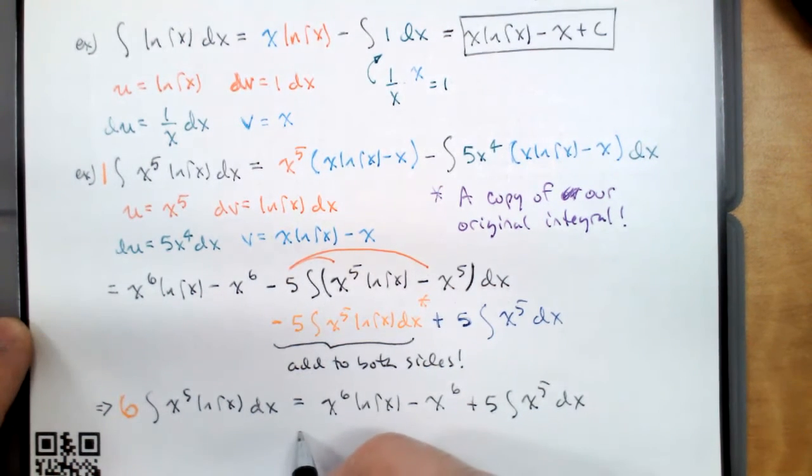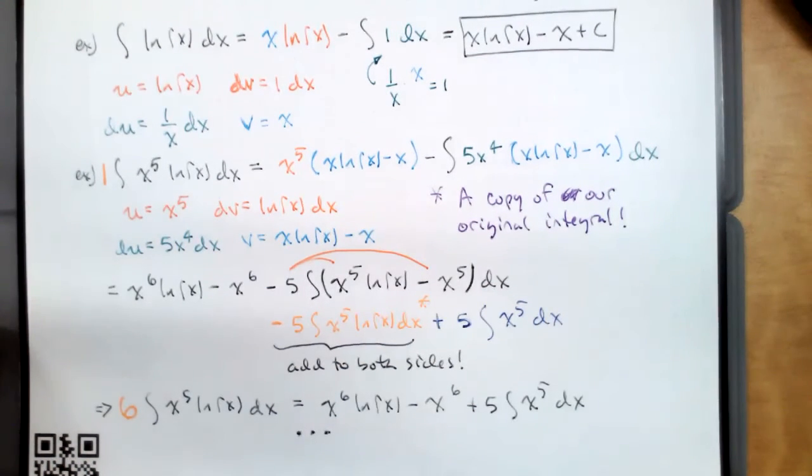So I'm going to leave this. Make sure that after you divide by 6, you end up with 1/6 x to the 6th natural log of x minus 1/36 x to the 6th plus c.